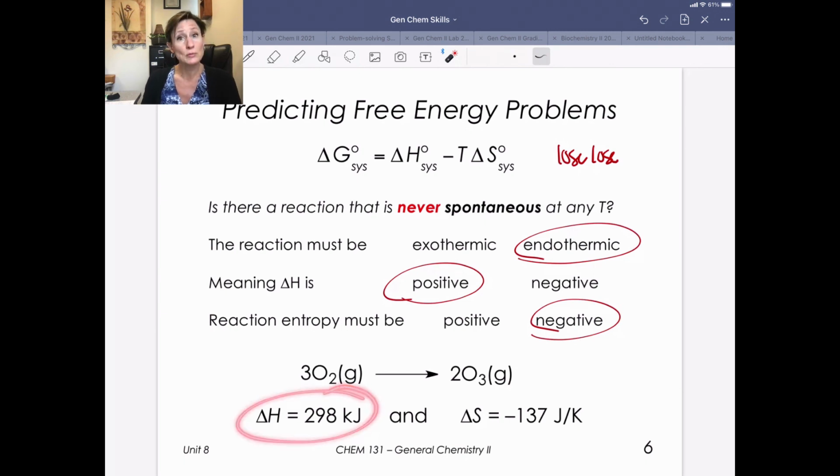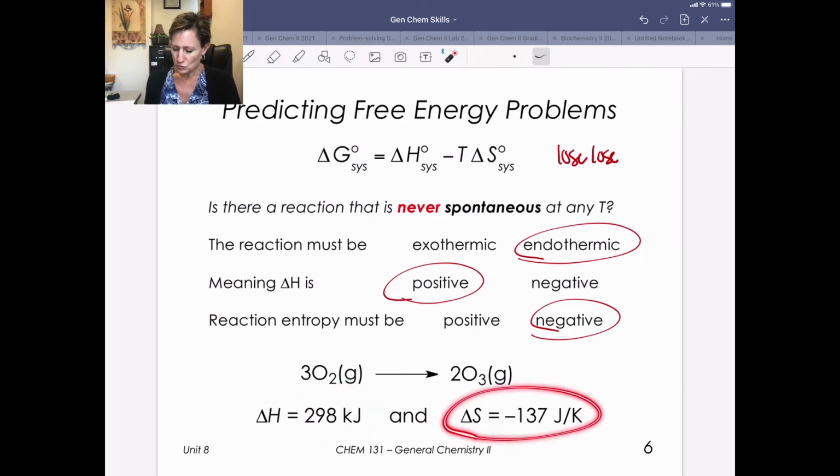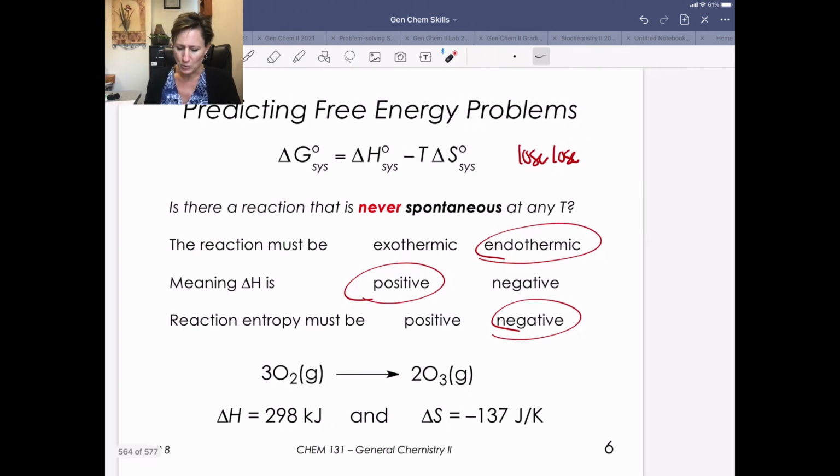So here's an example of a reaction that does that. It's an endothermic process, and our entropy is unfavorable, but we'd be able to predict that unfavorable entropy. Look at this. We've got 3 molecules of gas going to 2 molecules of gas. Remember that phrase, more molecules moving more? This is less molecules, so that's going to be unfavorable from an entropy standpoint.